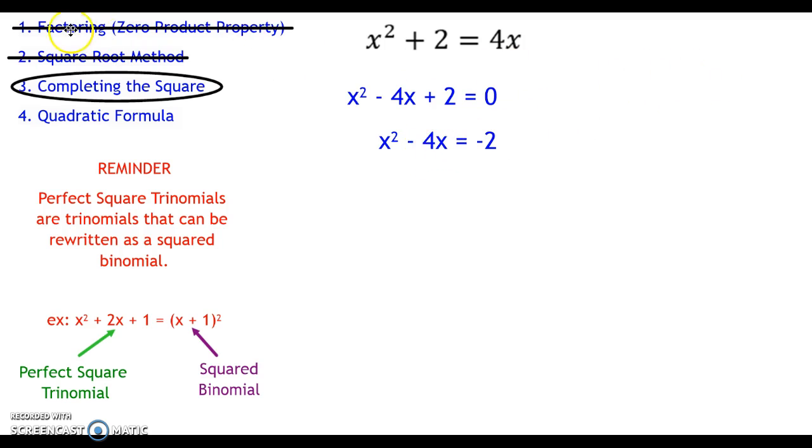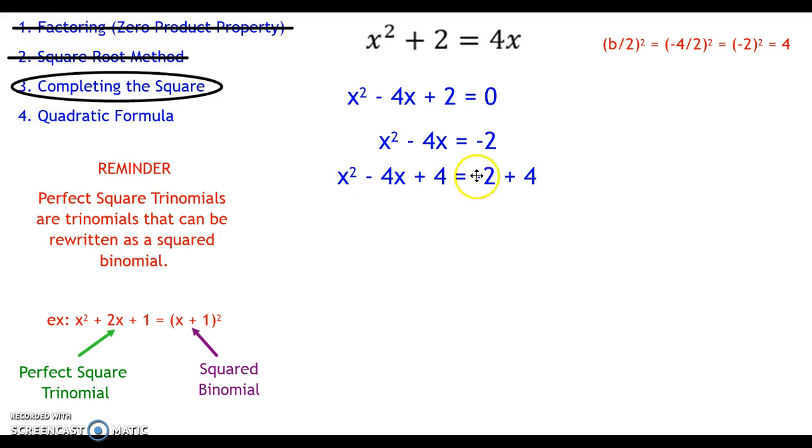I'm going to show that on the right-hand side. And one handy quick formula to remember is b over 2 squared. We'll take the b term, which is negative 4, divided by 2, and square it. So negative 4 divided by 2 is negative 2. Square that to get 4. So the number that we have to add to both sides to get a perfect square trinomial is 4.